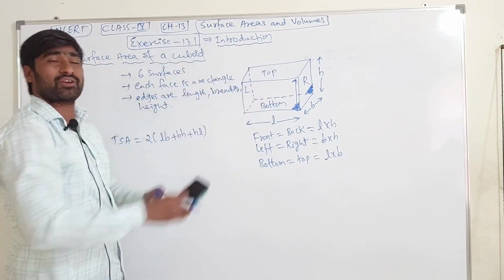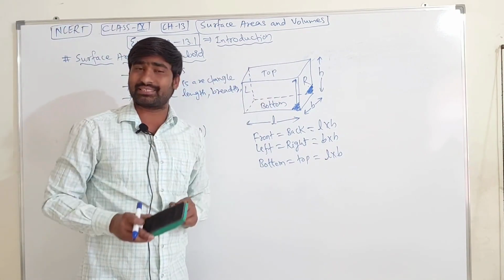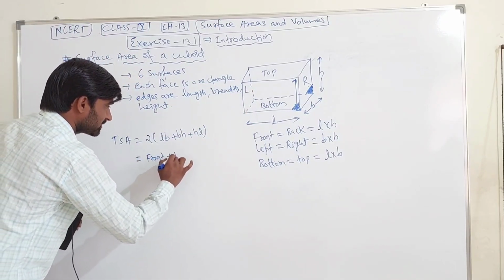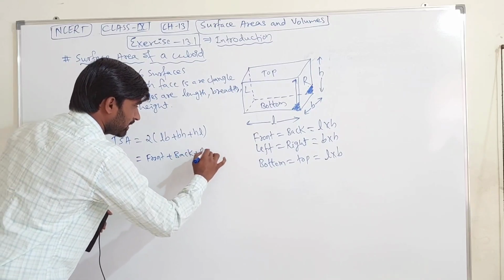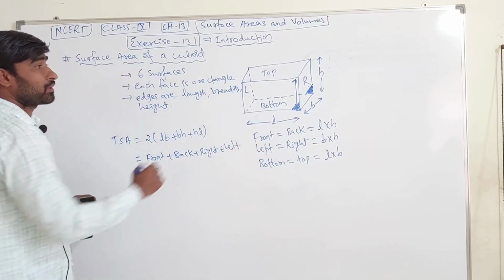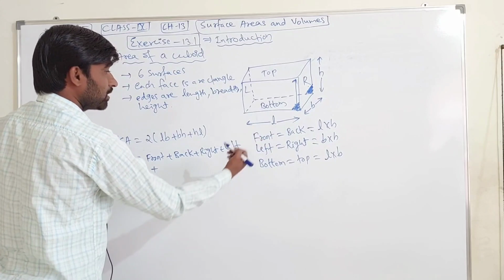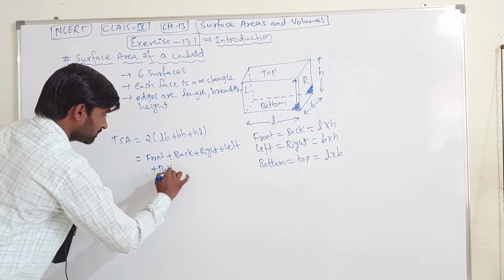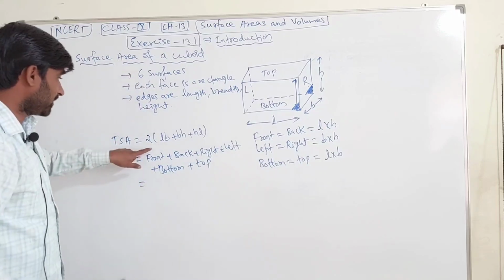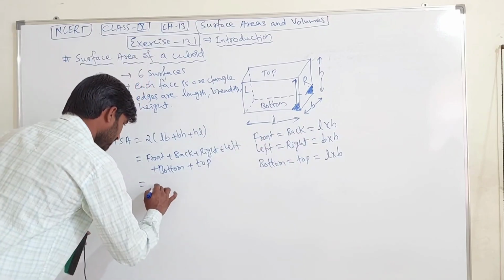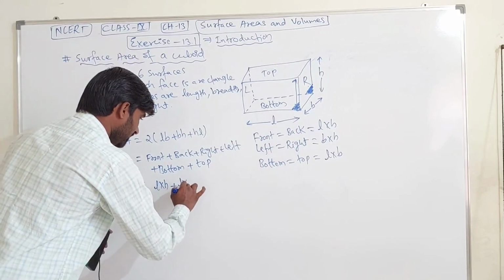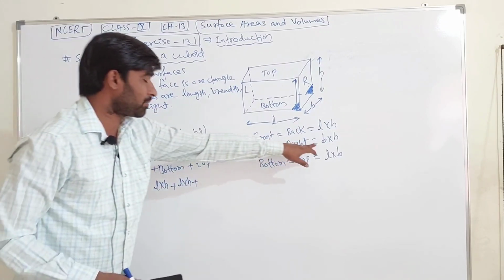So now we have to find the total surface area. So we have to add all the 6 faces of a cuboid. So what we will get? Front plus back plus right plus left plus bottom plus top. So now front, what is the front area? Length into height. Plus back area also same, length into height. Plus right area, breadth into height.